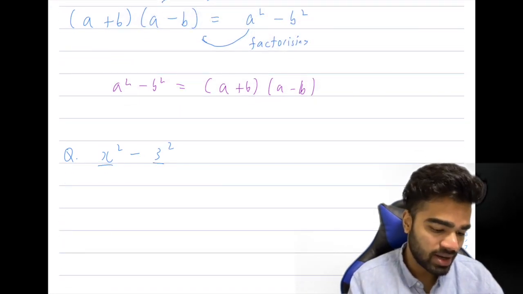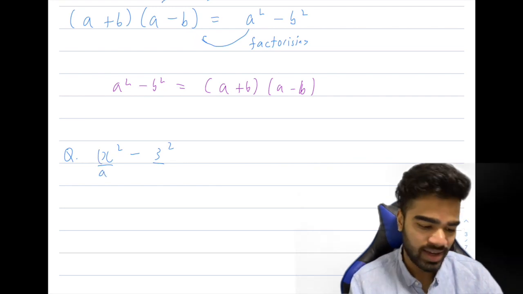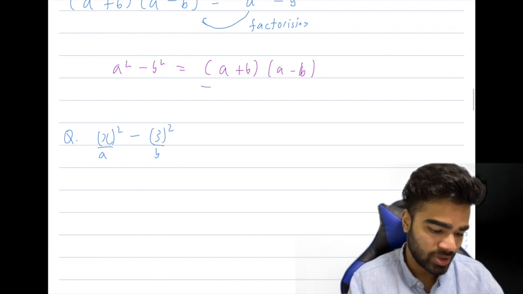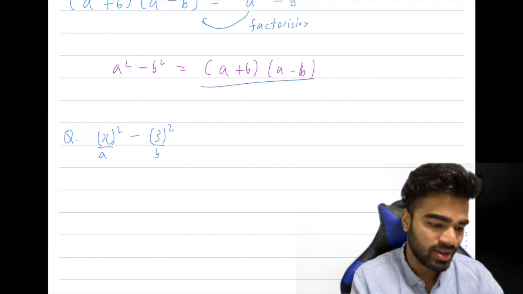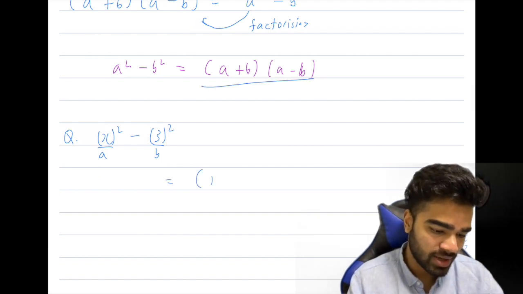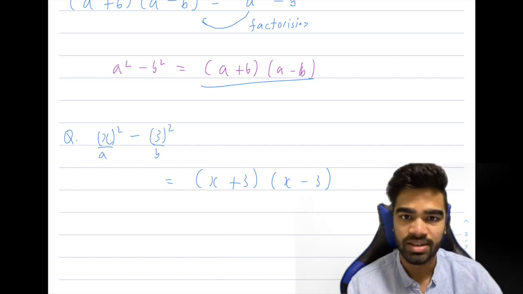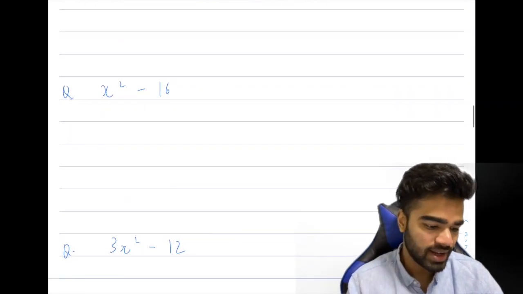So let's try and factorize this one. X squared minus 3 squared. So a is just x, and b is our 3, like so, right? So we just literally sub it into the formula. So this is equal to a, which is x, plus b, which is 3, and a, which is x, minus b, which is minus 3, like so. It's really simple.